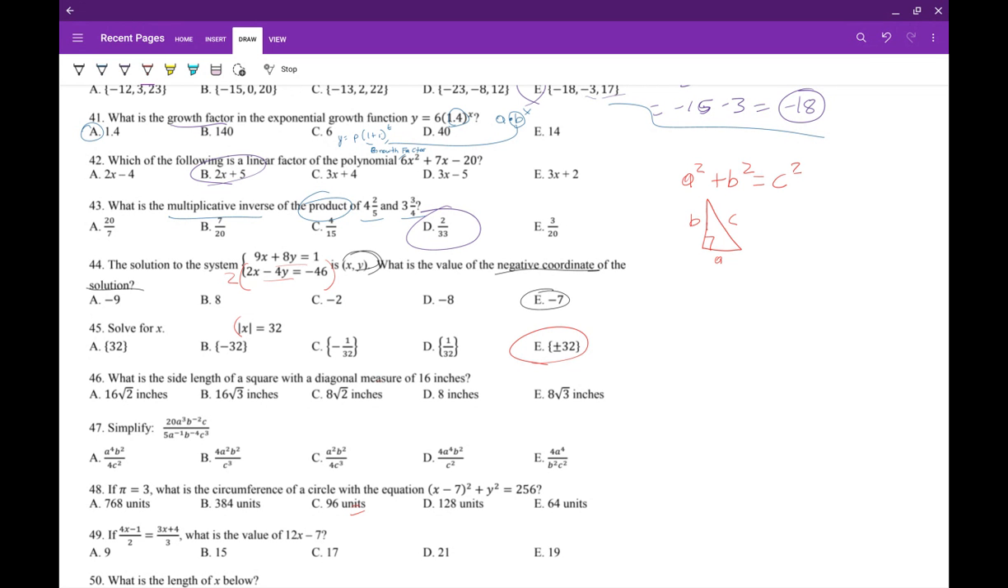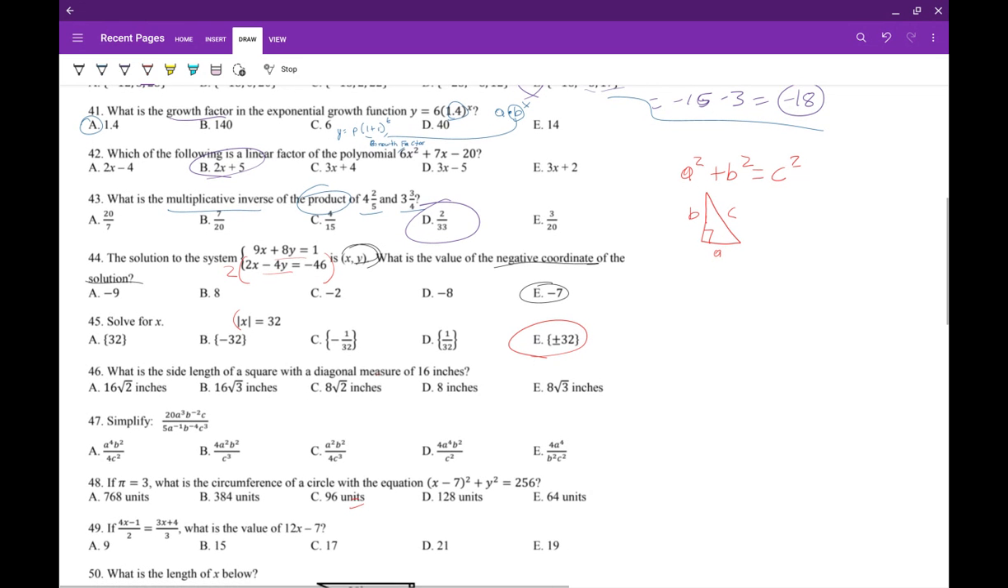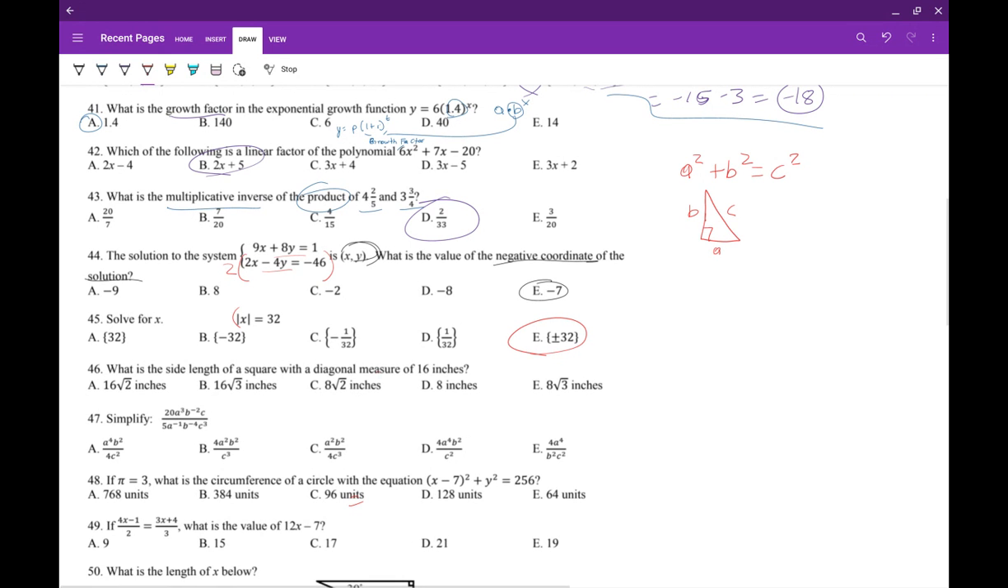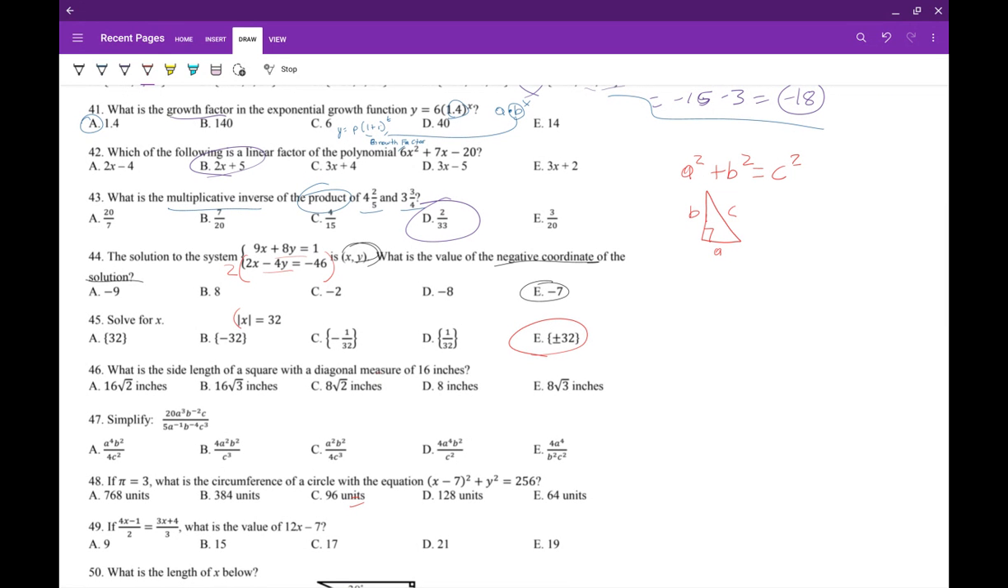So in any right triangle, the square of a plus the square of b is going to be equal to the square of c. So now it gives us a square with a diagonal measure of 16 inches, and it's asking us for the side length. So let me draw it. So we have a square. The diagonal is 16 inches.